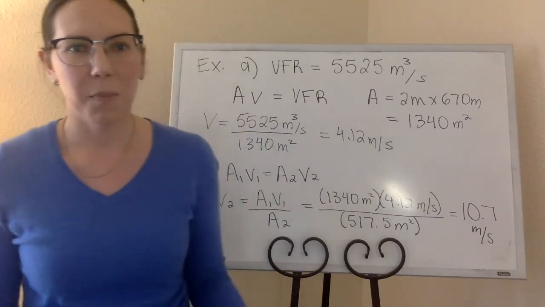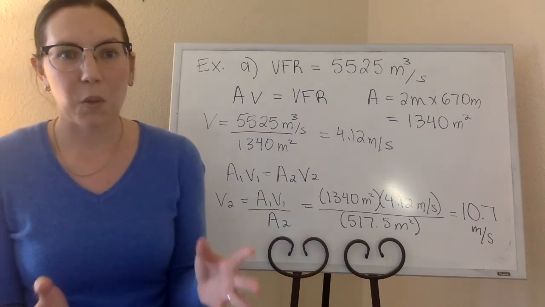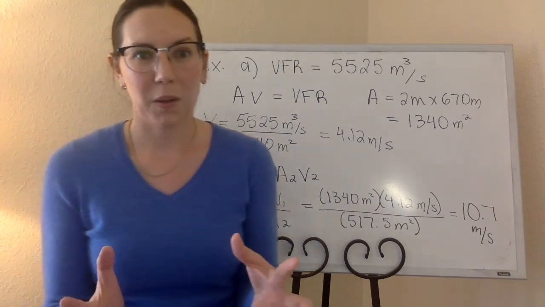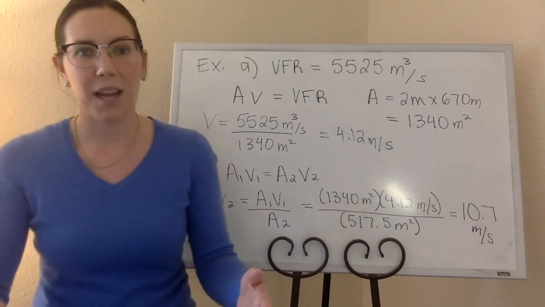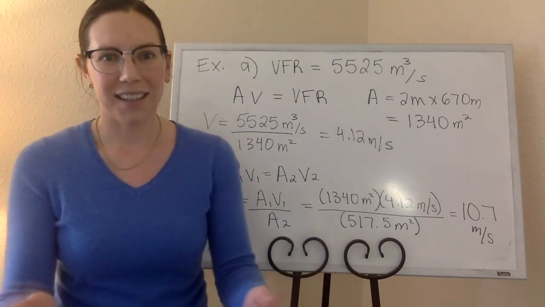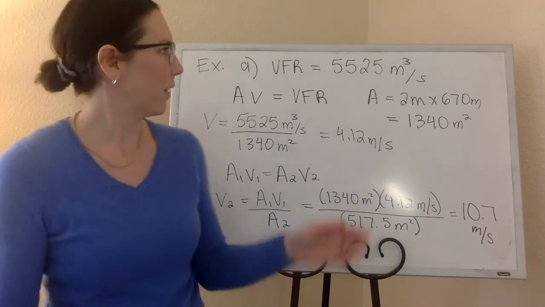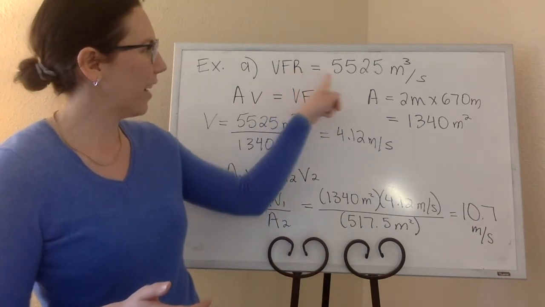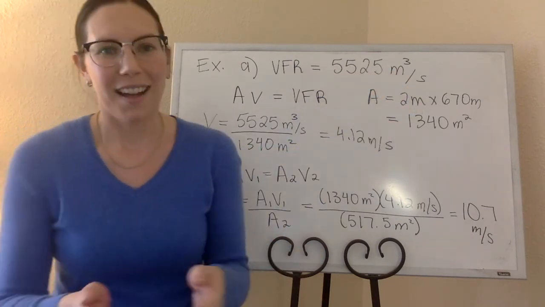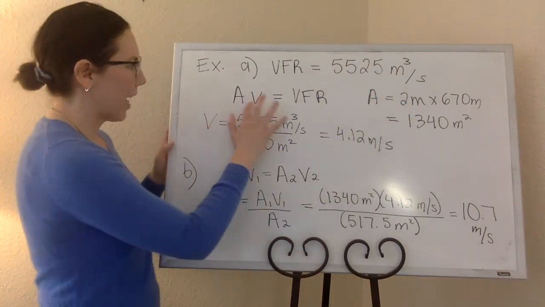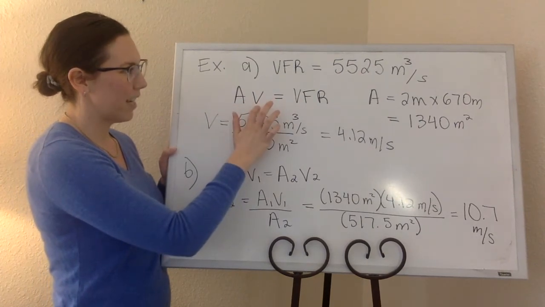Okay, so let's look at the board. In those first few words of that example, we're told that each second 5,525 meters cubed passes a point. So that itself is the volume flow rate. So I've written that here, our volume flow rate, 5,525 meters cubed per second. And I just showed you that that's equal to Av, the area times the speed.